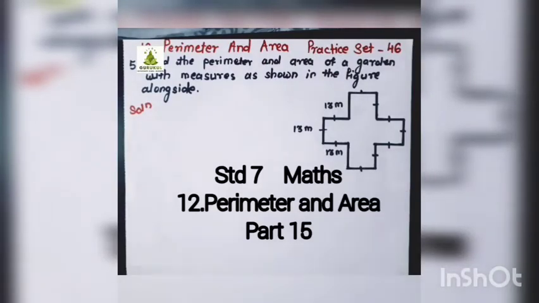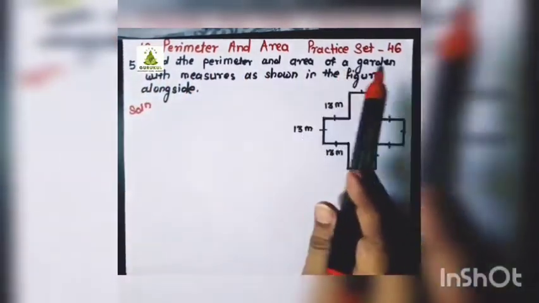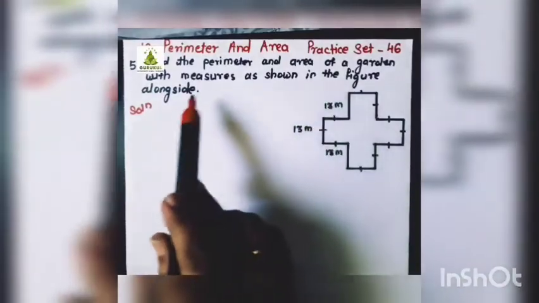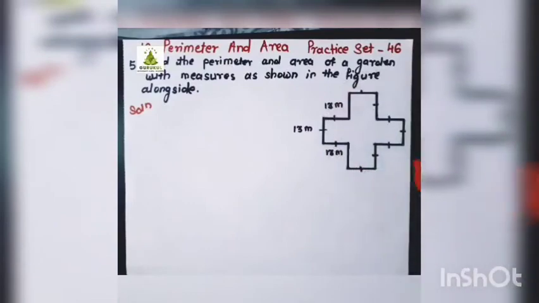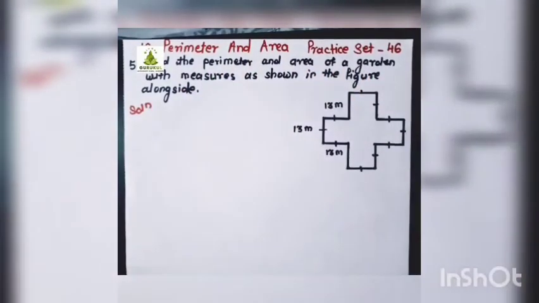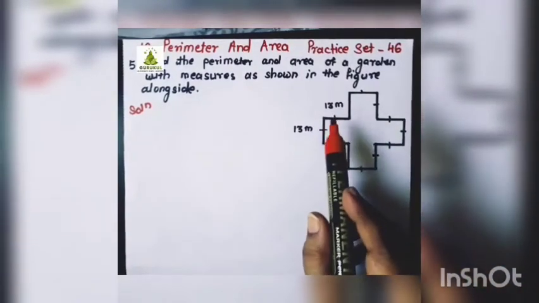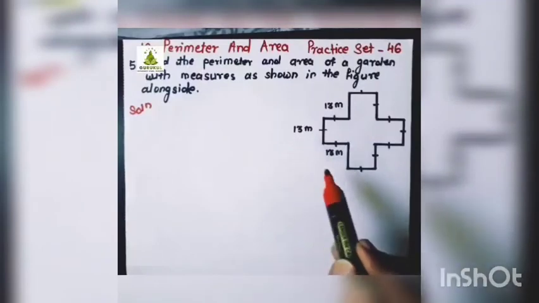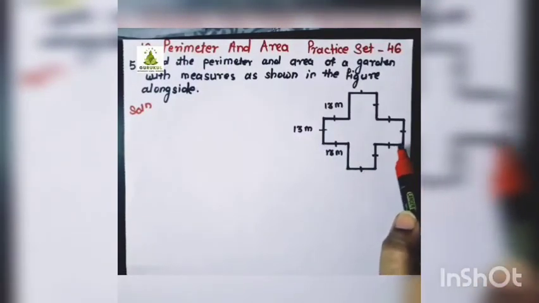Practice set 46, question number 5. Find the perimeter and area of a garden with measures as shown in the figure given alongside. They have given us this figure and we have to find out the perimeter and area. Perimeter, as you know the definition, is the sum of the measures of all sides. In the figure they have given 3 numbers: 13 meters, 13 meters, 13 meters, and the rest of the sides have small lines on them.